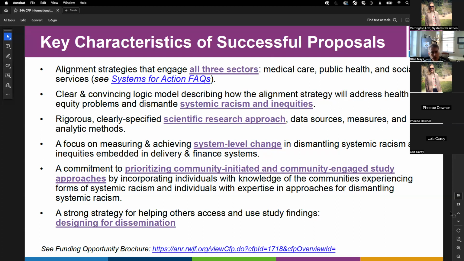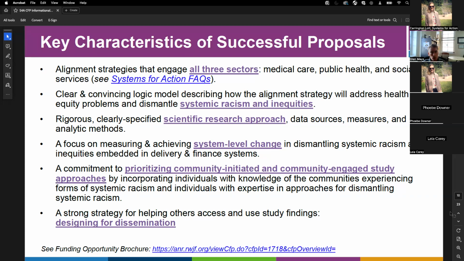Proposals should also include a clear and convincing logic model describing how your proposed system alignment strategy will address health equity problems and work to dismantle or disrupt the forms of systemic racism that you describe in your proposal. So we're again looking for a strong logic model for how your alignment strategy has the potential to realize success in disrupting and dismantling forms of systemic racism.